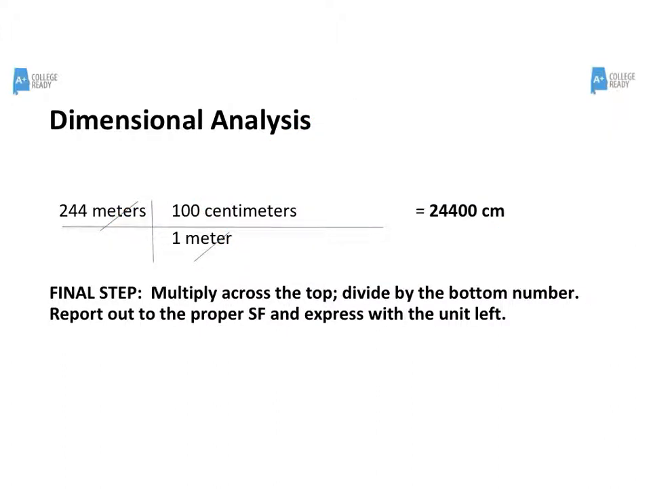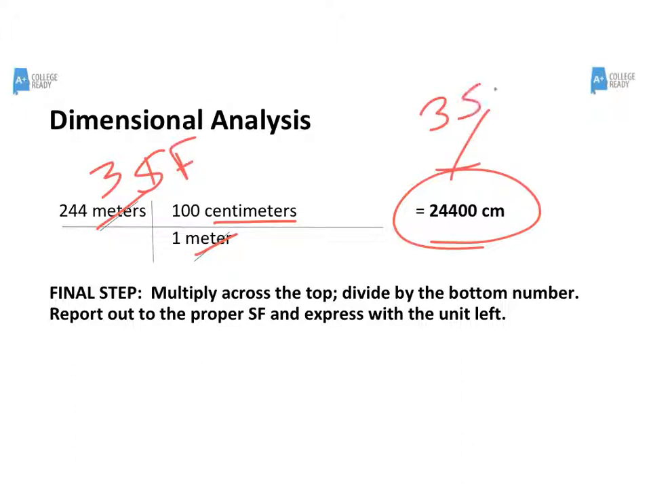Multiply across the top, divide by the bottom number, and report out to the proper significant figures and express with the unit left. Once again, my meters cancel. It leaves me with centimeters. I'm going to multiply across. 244 times 100 divided by 1 is equal to 24,400 centimeters. I have 3 significant figures in my given. I have 3 significant figures in my answer.